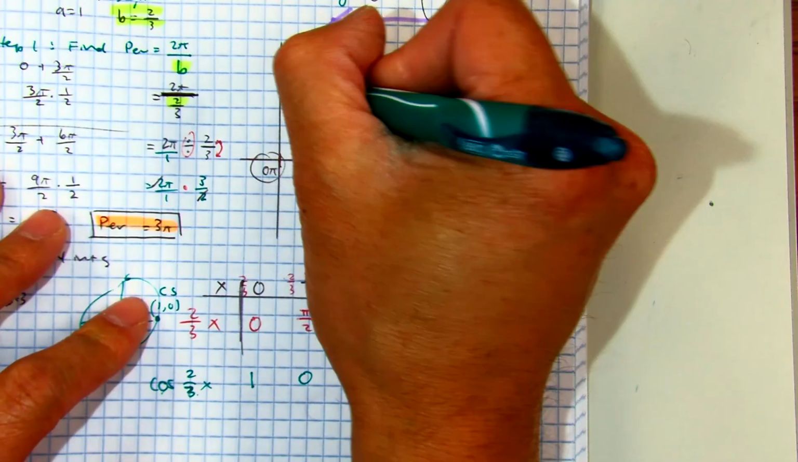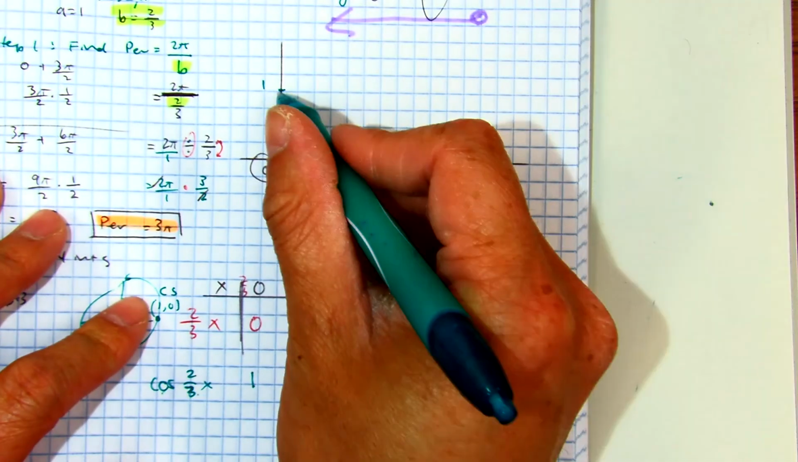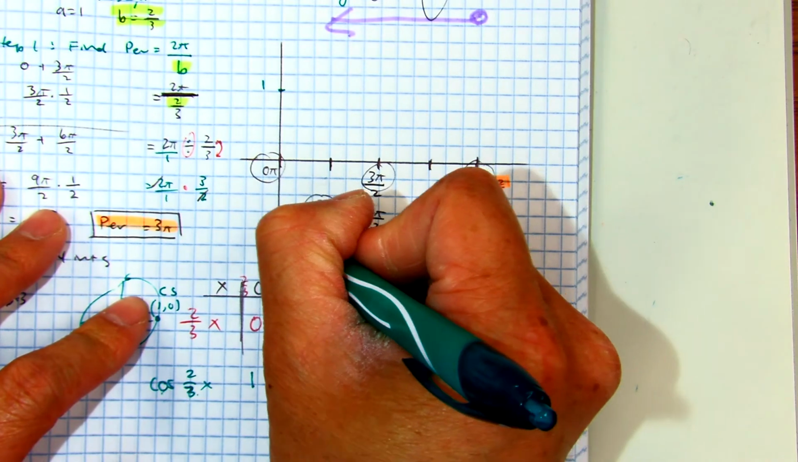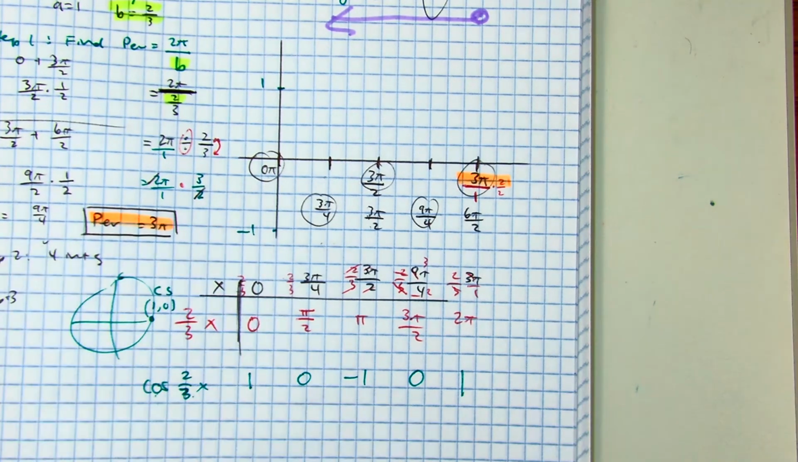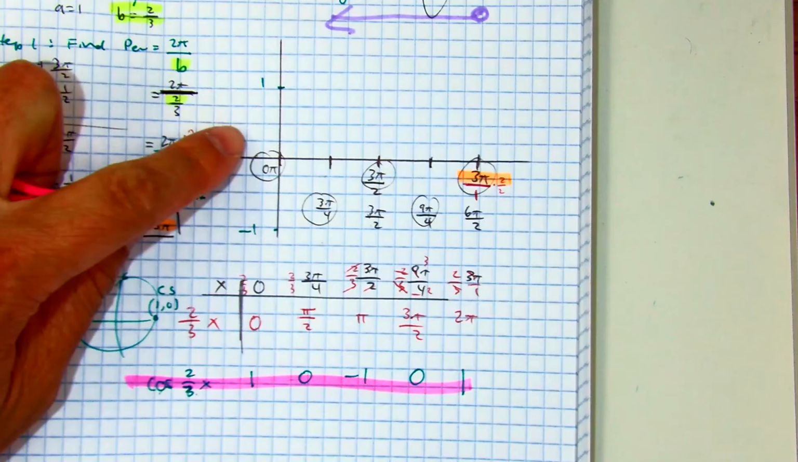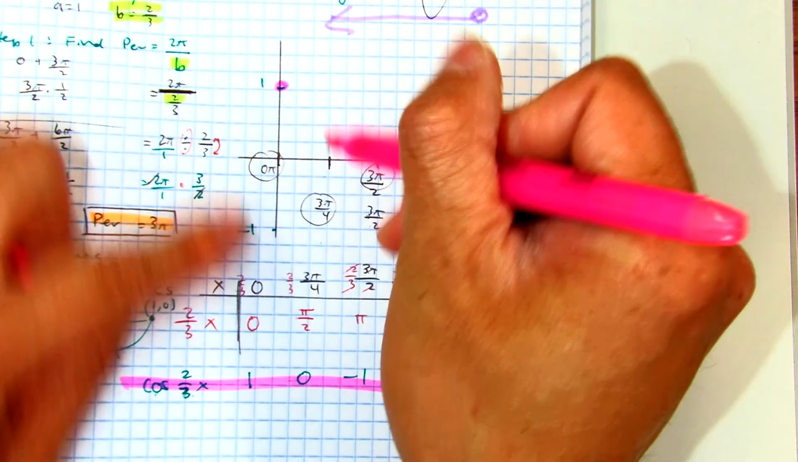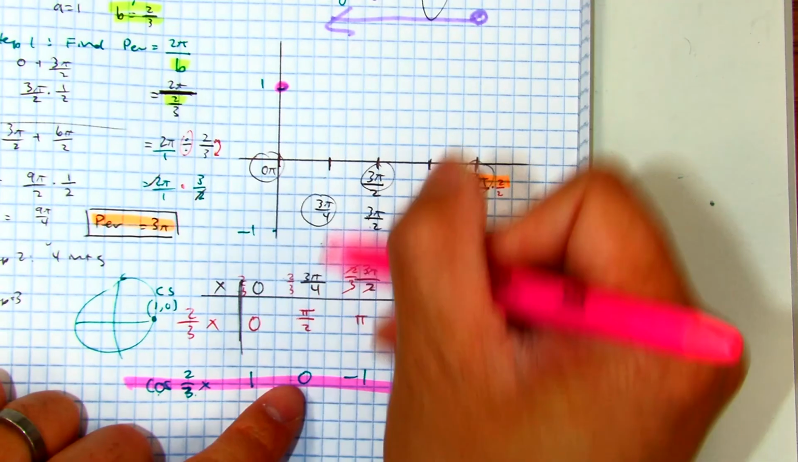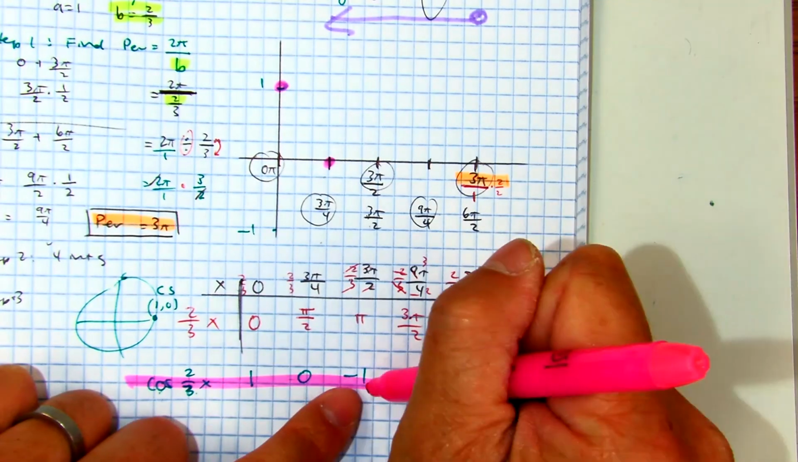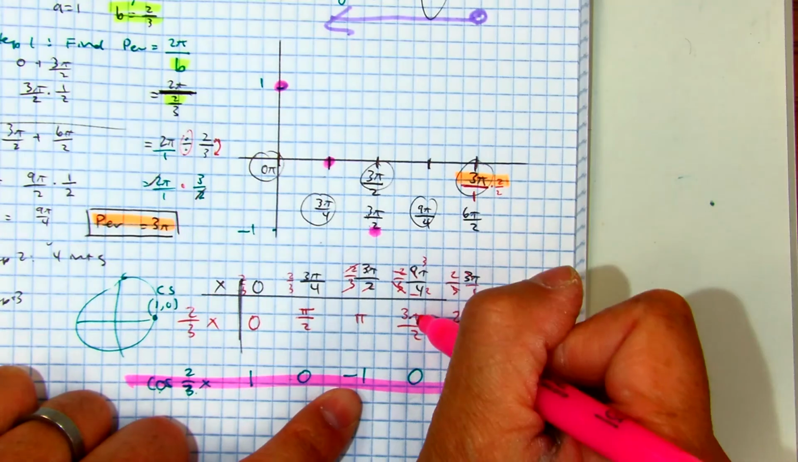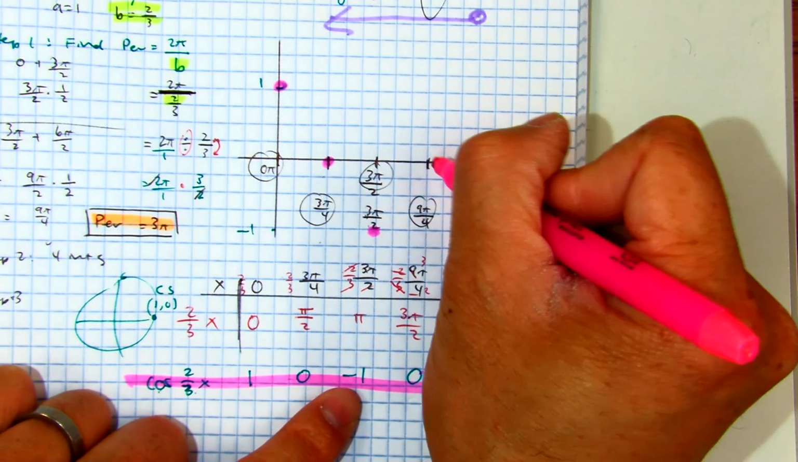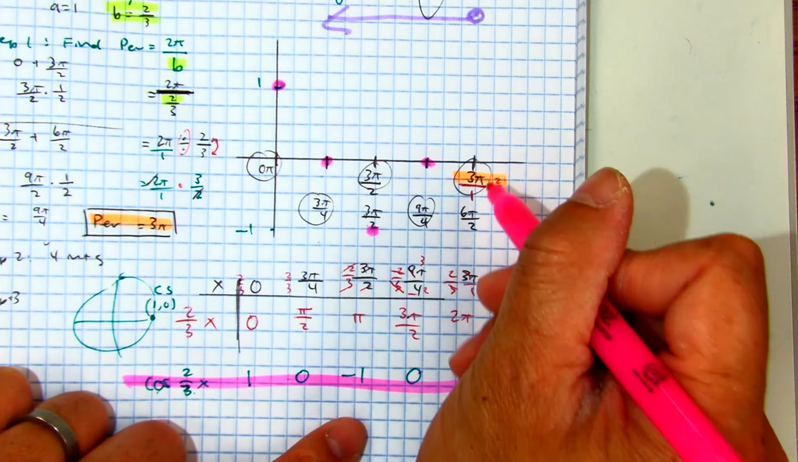So make yourself a graph. And then let's just pick a color. I'm going to graph pink. So I have at 0, 1, 3 pi over 4 is 0, 3 pi over 2, negative 1, 9 pi over 4 is 0, and 3 pi, 1.